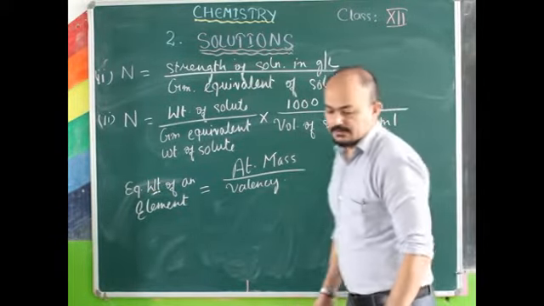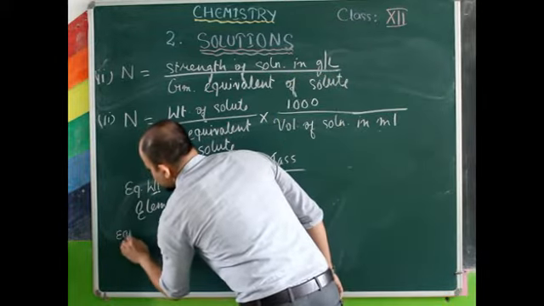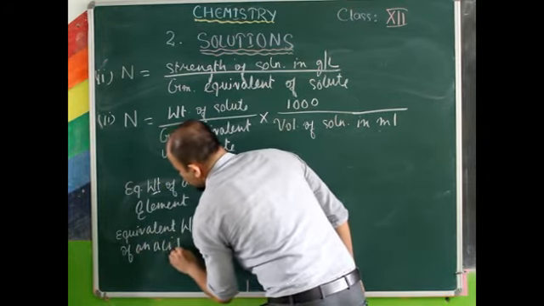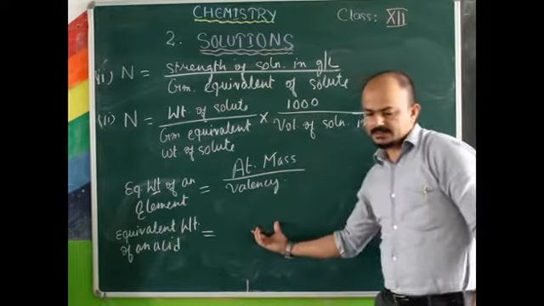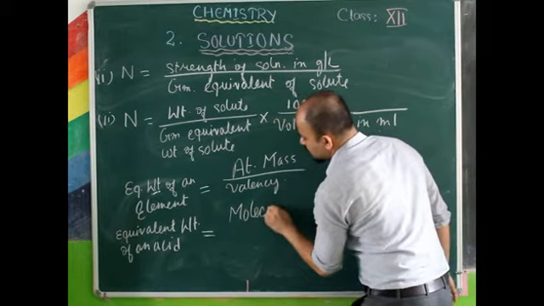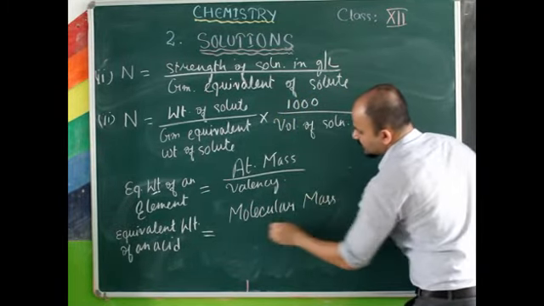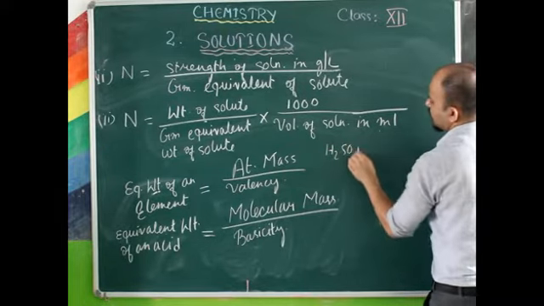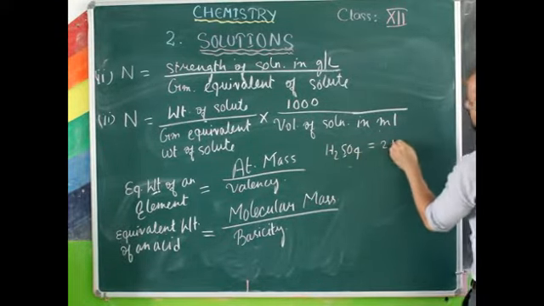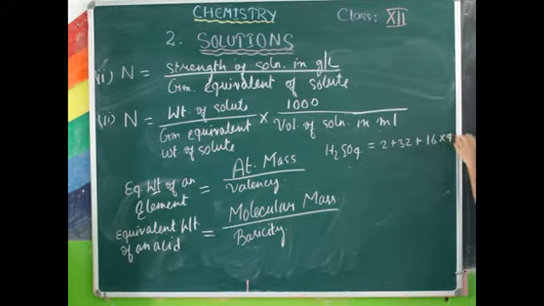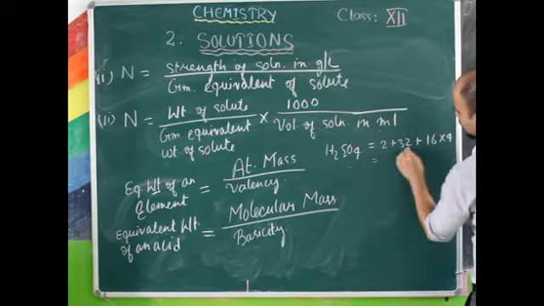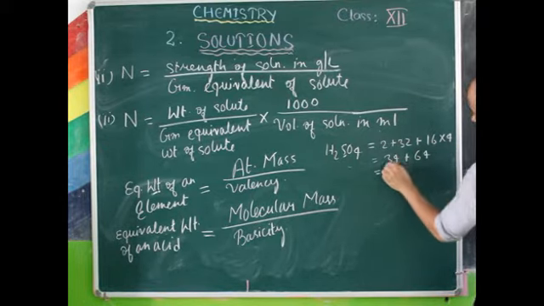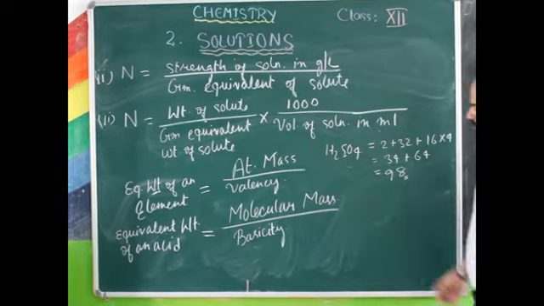Now if it is an acid, the equivalent weight of an acid will be equal to the molecular mass of that particular acid divided by its basicity. Let's take an example. If you have sulfuric acid, H2SO4, and you calculate its molecular mass, it is 2 plus sulfur 32 plus oxygen 16 multiplied by 4. If you add it up, it becomes 34 plus 64, that is 98. So its molecular mass is 98. And what is its basicity?